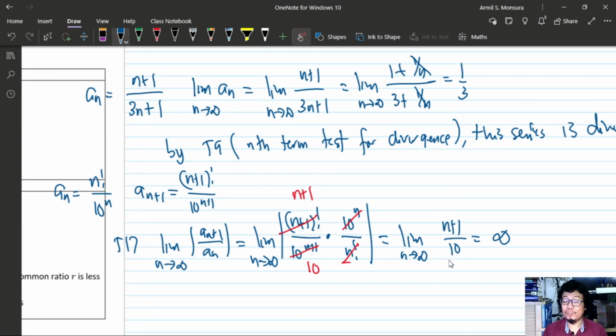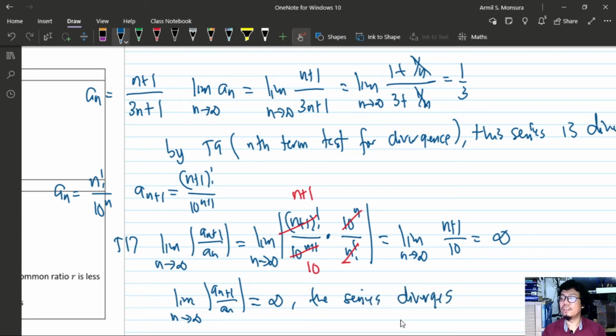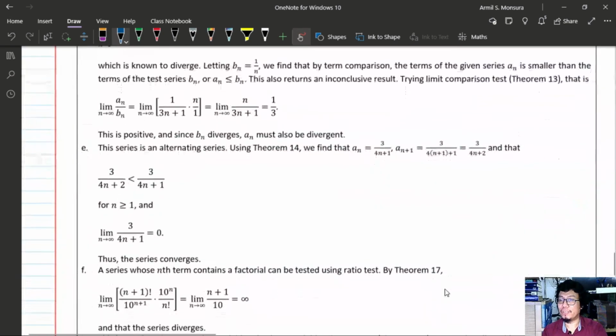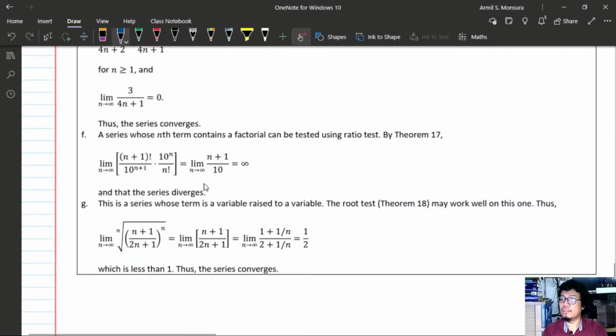Okay, and according to Theorem 17, number 2, second assertion, since the limit of a sub n plus 1 over a sub n as n approaches infinity is equal to infinity, the series diverges. So that's how we apply the ratio test here for letter F. We can actually confirm that here: the series diverges.